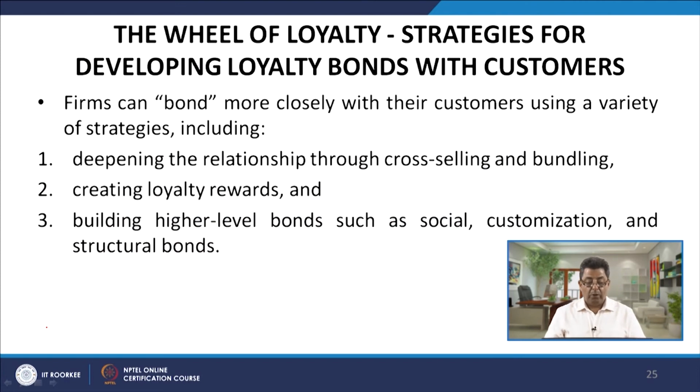Firms can bond more closely with their customers using a variety of strategies, including, first, deepening the relationships through cross-selling and bundling. Second is creating loyalty rewards. And the third is building high-level bonds such as social, customization and structural bonds. So, the first is to deepen the relationship by cross-selling and bundling so that customers are buying more and more from this company. Because they are buying more and more, you start giving them loyalty rewards, for example, loyalty points. And the third is to build high-level bonds with the customers. That will lead to loyal customers.